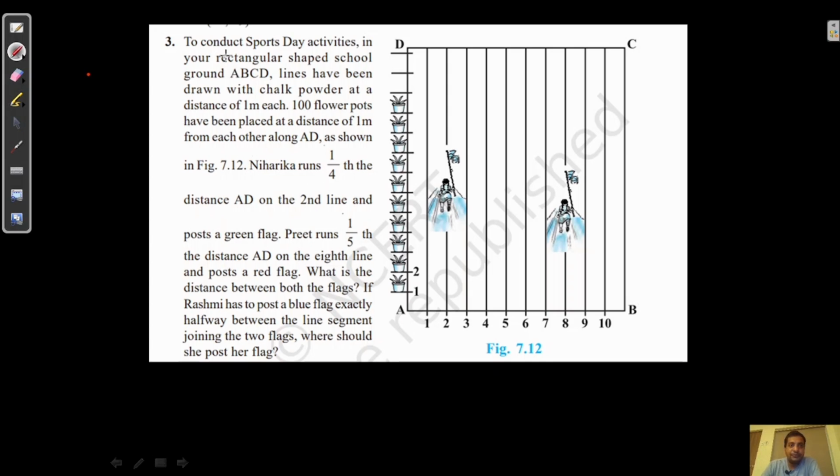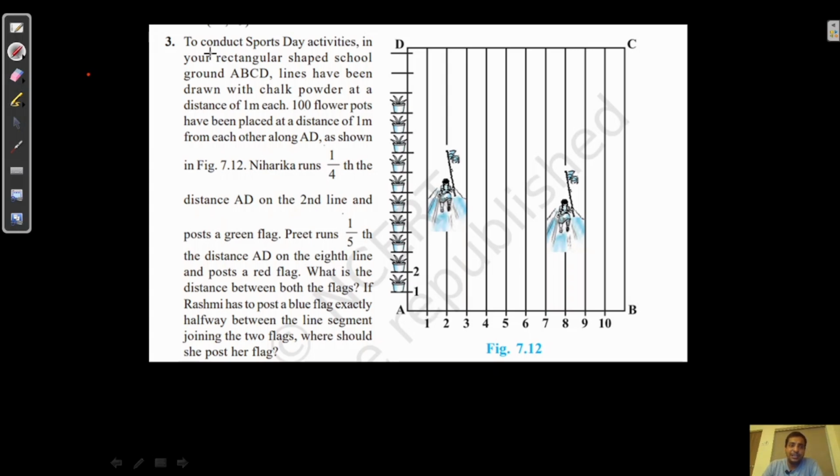Yes. Look, to conduct sport day activities in your rectangular shaped school ground ABCD, lines have been drawn with chalk powder at a distance of 1 meter each. Just look at the figure. A simple case study type question is there. It can be asked in your exam as well, but in exam they will ask some more questions in the same figure.